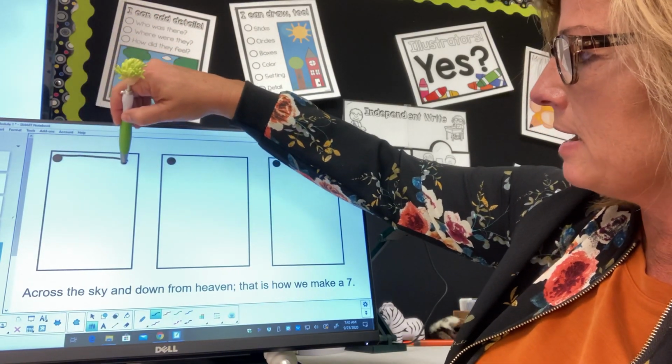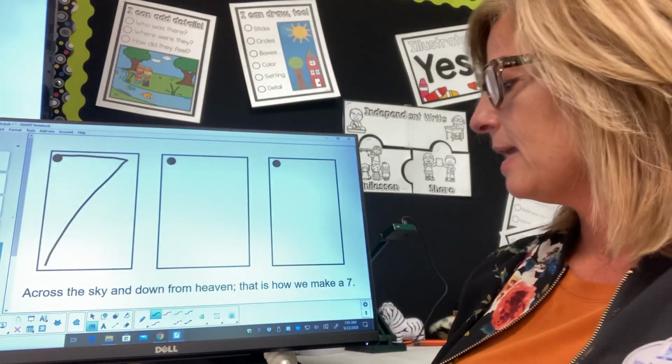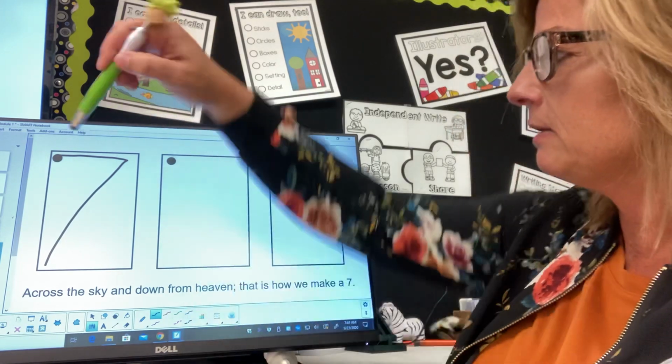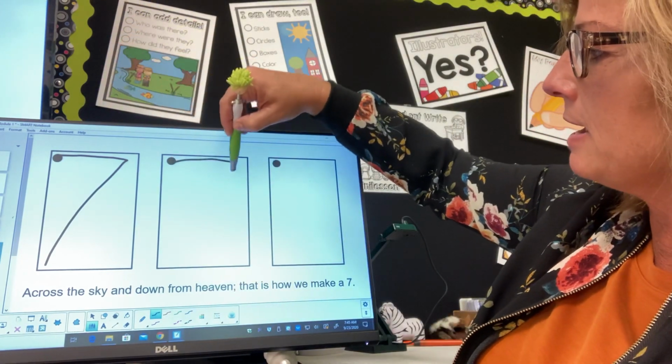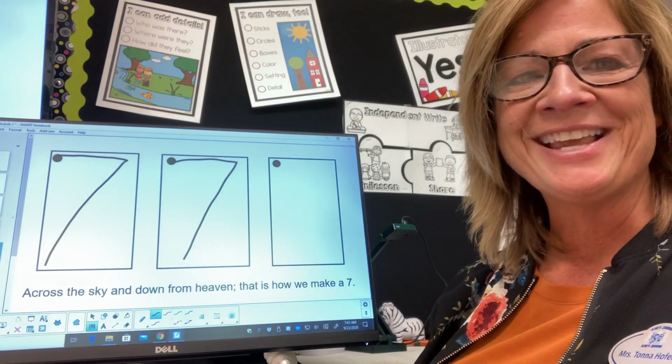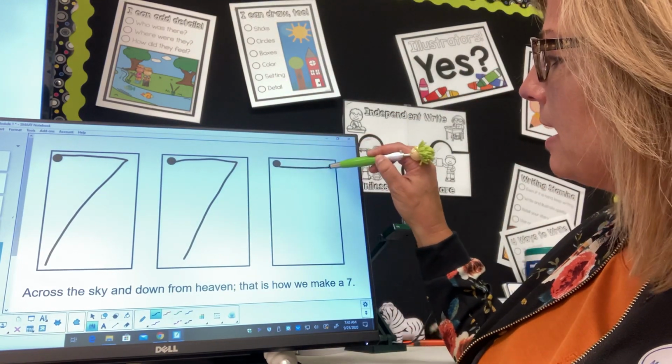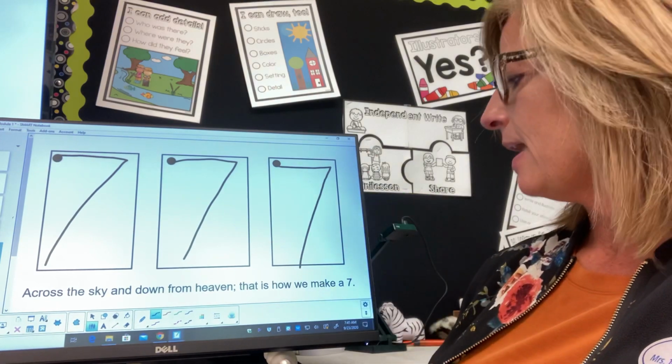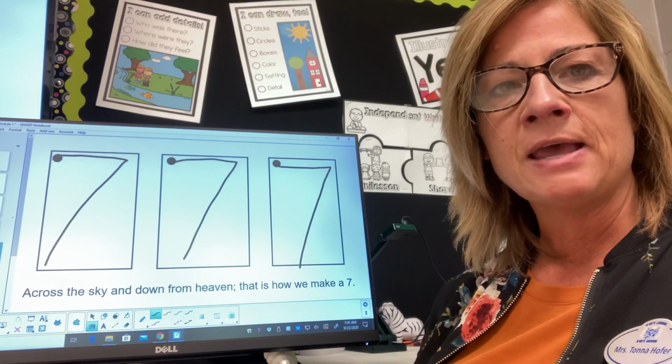Across the sky and down from heaven, that is how we make a 7. Across the sky and down from heaven. That is how we make a 7. Across the sky and down from heaven. That is how we make a 7.